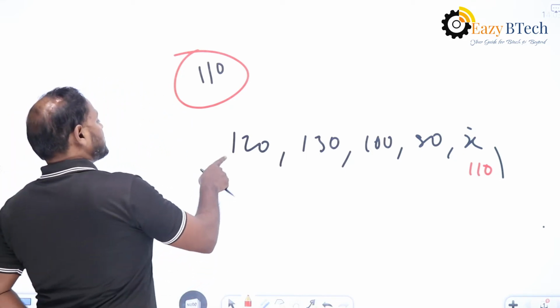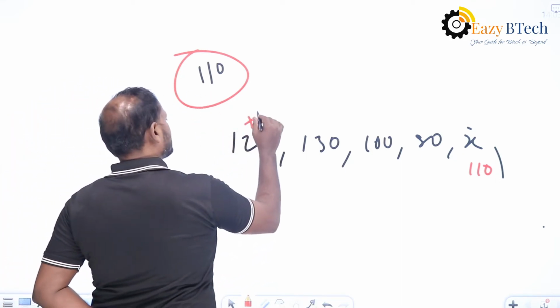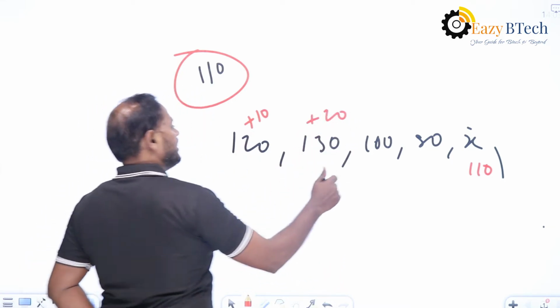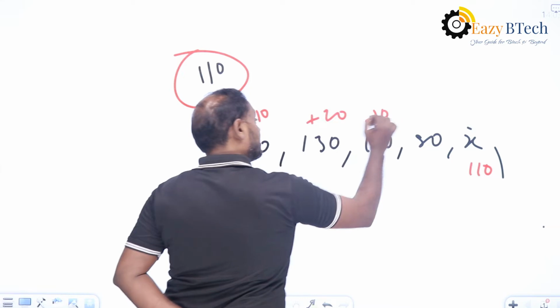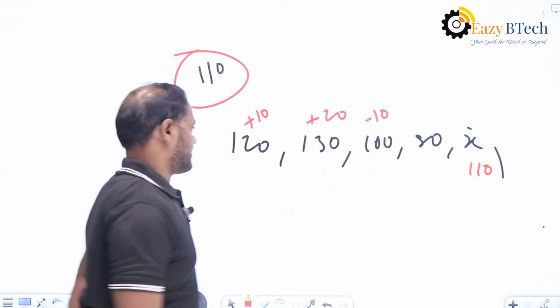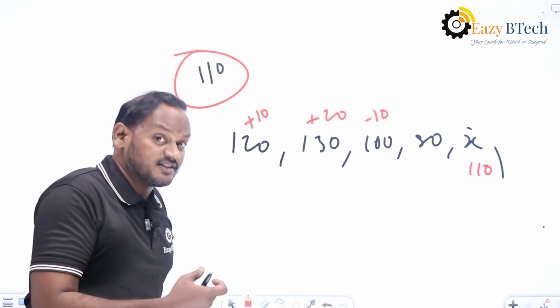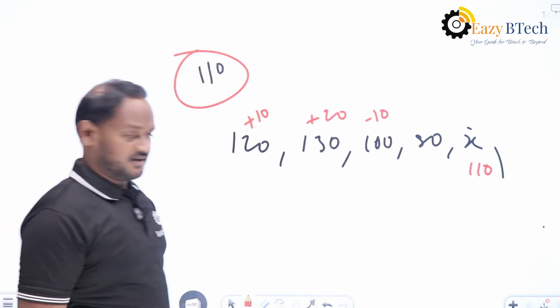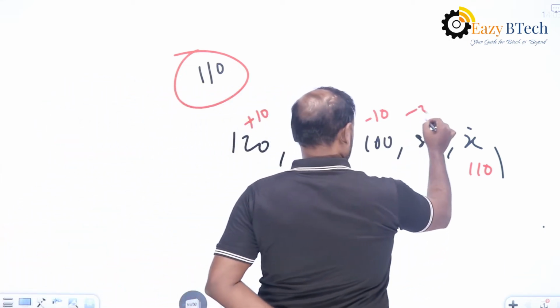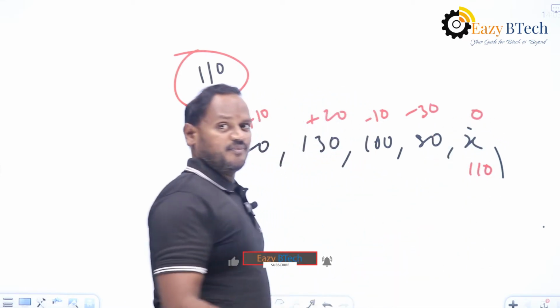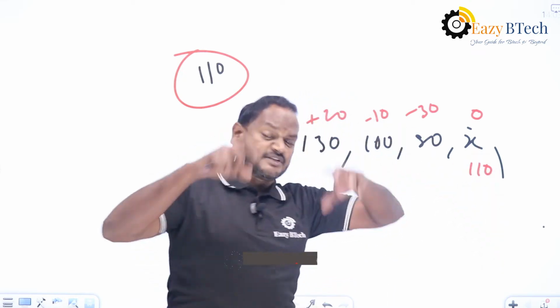So how much extra is it for 110? Plus 10 extra. Here it is plus 20 extra. Then what about 100? It is 10 short, not extra. Then what about 80? 80 is also short. How much short? That's my intention. So 30 short, right? Good. Then what about this 110? It is 0 extra and 0 low, because we have taken it as 110. The missing number should be 110.